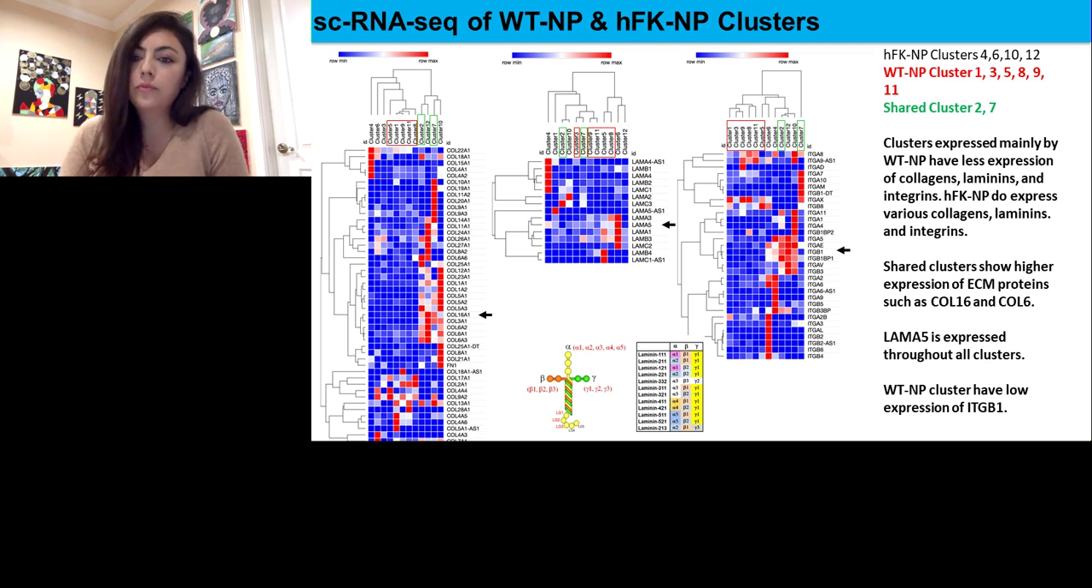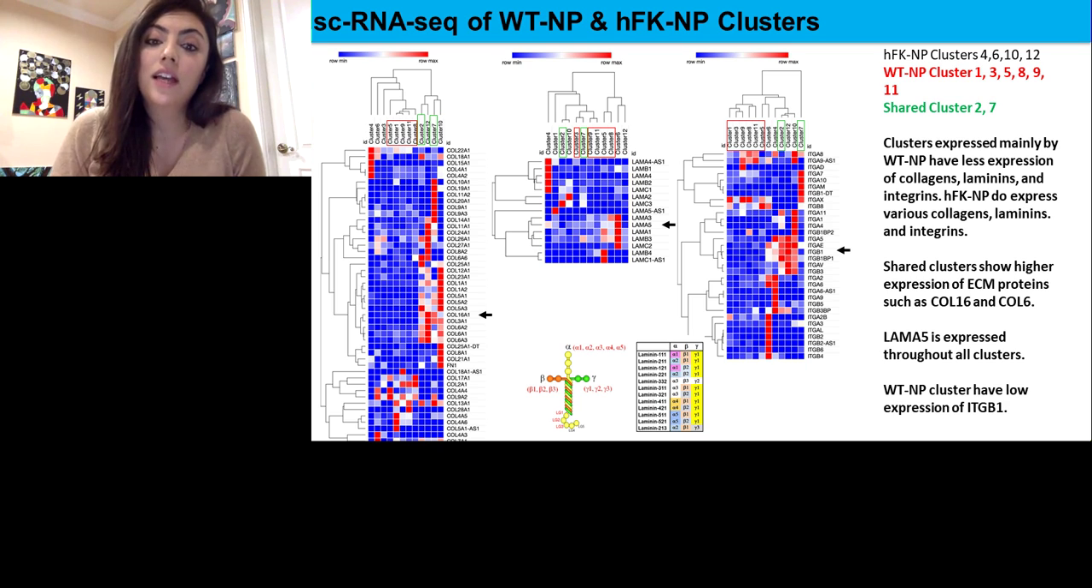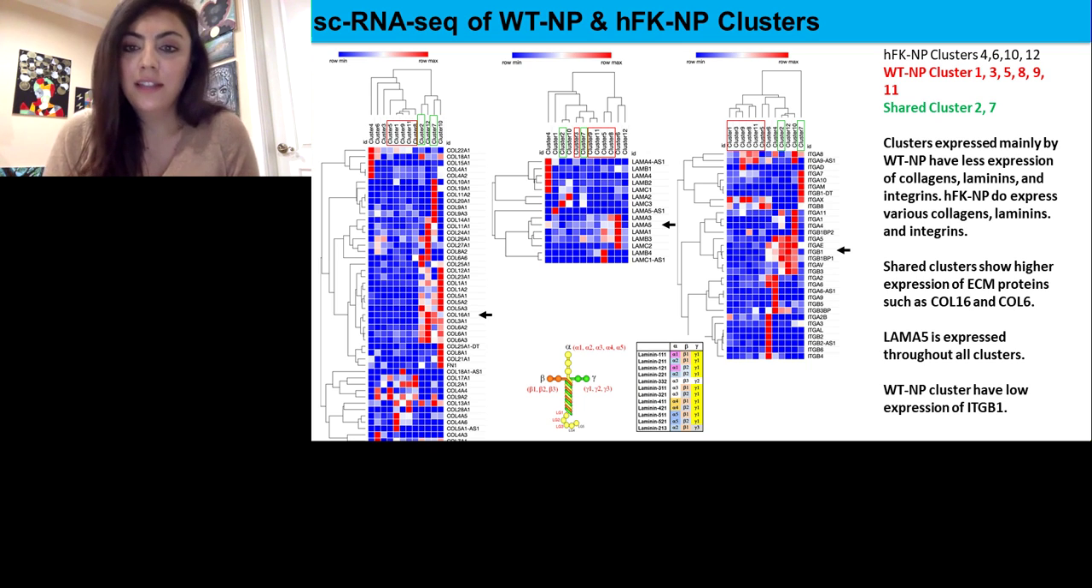So in general, we also see that the shared clusters had higher expression of collagen 16, shown by the arrow, and also collagen 6. So in general, what we could take from this is that they all express laminin alpha 5, shown by the arrow in the middle, to some extent, while the Wilms tumor nephron progenitors appear to have much less expression of integrin beta 1.